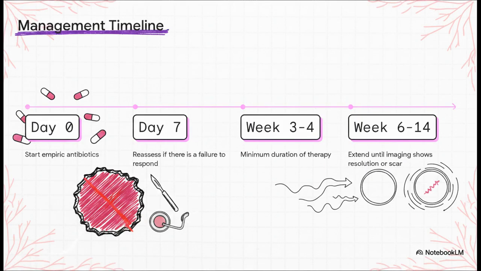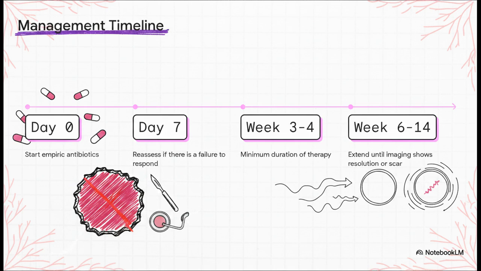You've got to track the management timeline carefully. You start empiric antibiotics on day 0, but keep a close eye on day 7. If there's no clinical response after a week of appropriate antibiotics, or if that abscess is over 6 to 8 centimeters right out of the gate, it's time to pivot. You must reassess and heavily consider percutaneous drainage or surgical resection.